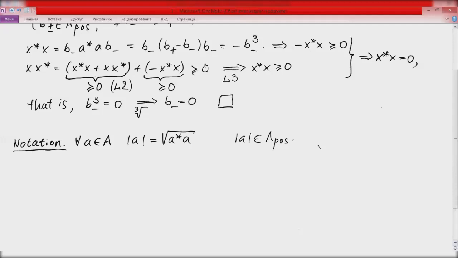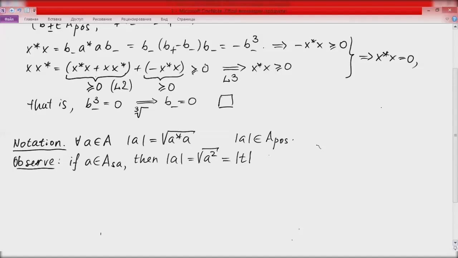By the way, this notation is consistent with the functional calculus. So let's observe that if our element A is self-adjoint, then the absolute value of A defined by the previous formula is the square root of A squared. And by the superposition property, this is nothing but the absolute value of T, where T is the identity map of the real line, applied to A. So in terms of our previous notation, this is A plus plus A minus. So in general, we see that our notation for the absolute value is consistent with the functional calculus in this sense.